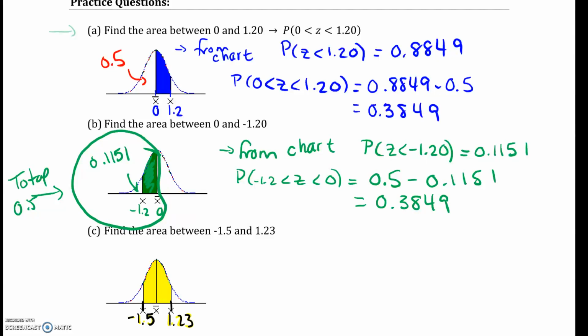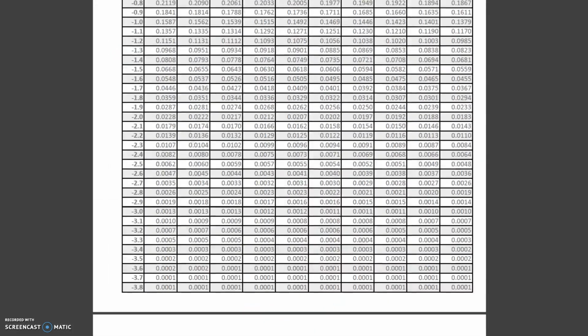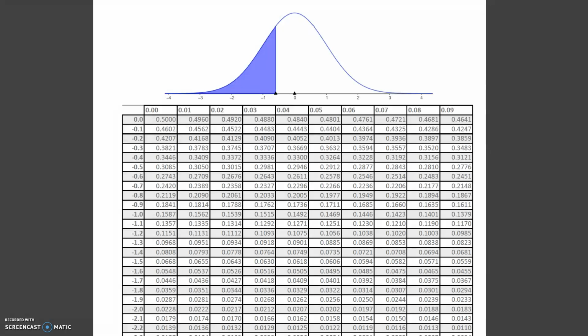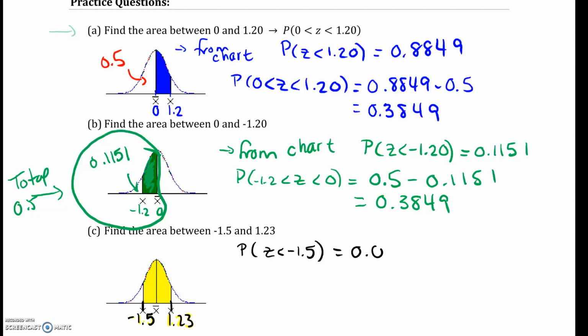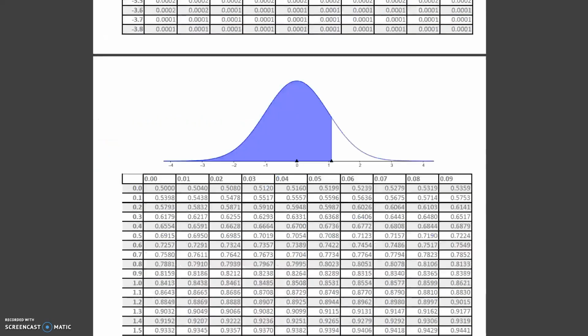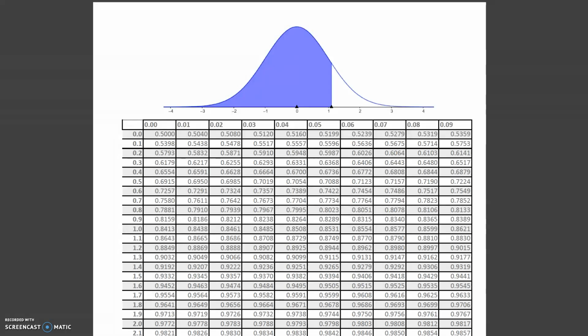And so what I can find out from my chart is the probability that Z is less than negative 1.5 by looking up negative 1.5 on the Z chart. Negative values are on the first page. Negative 1.5 has a value of, right there, 0.0668. And if I look up a Z value of 1.23, again, I'm going to get that cumulative probability up to a Z score of 1.23, but not including it. Okay, so that's 0.8907.